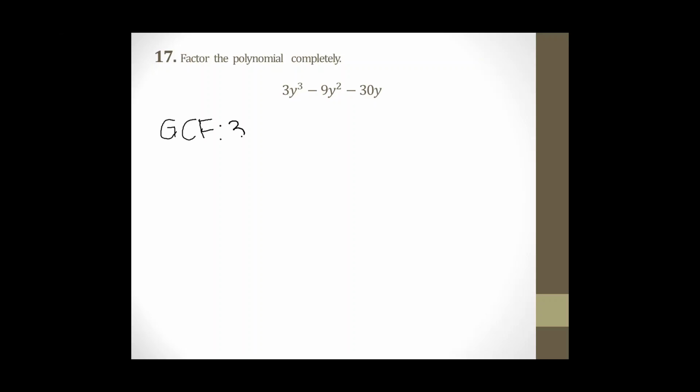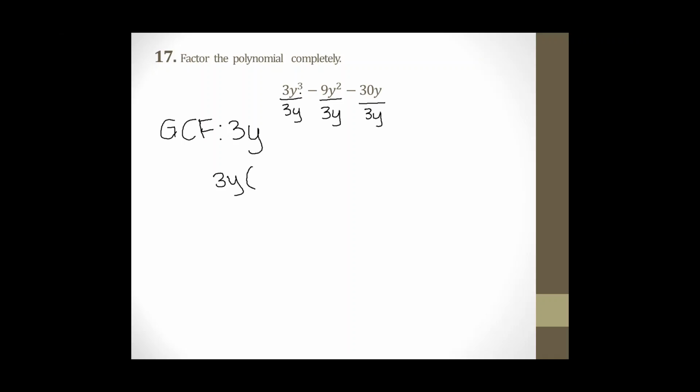That's part of our GCF. But we also have some y's in our terms. So this is y cubed, y squared, and y. So the highest number of y's they all have in common would be just 1 y. So my GCF is 3y. So we're going to write 3y here, and now we're ready to divide the GCF out of every single term. And then whatever we have remaining, we're going to write in parentheses.